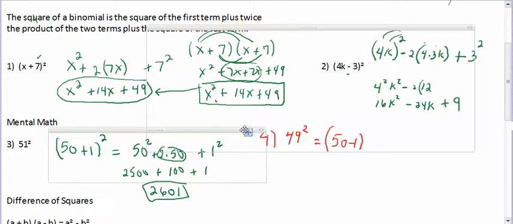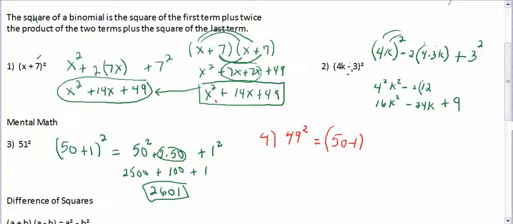Okay, so I can do 50 minus 1 squared. So again, the same idea. You're going to take 50 and you square it. You take your 1 and you square it. This time it's going to be a subtraction problem because there's a subtraction problem in the parentheses.